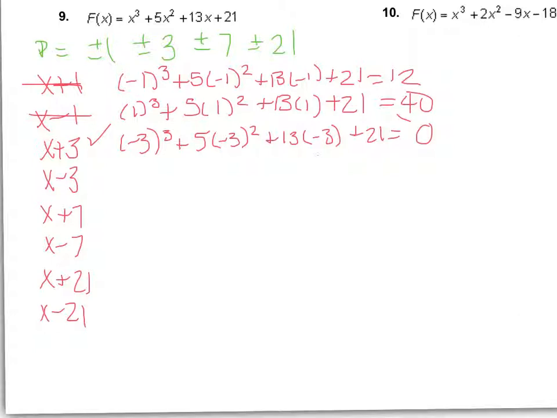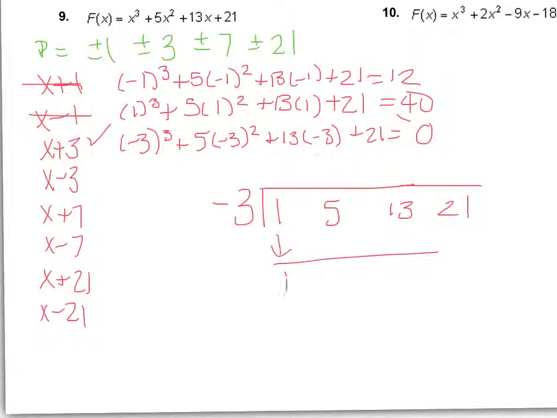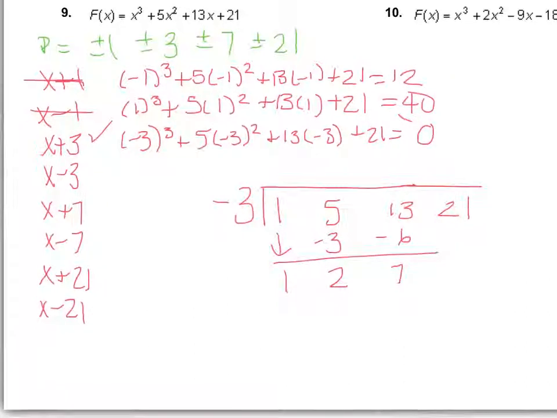So if I know x plus 3 is a factor, then I know that when I do negative 3, and I plug in my numbers, 1, 5, 13, and 21, I'm going to bring down my 1. Negative 3 times 1 is negative 3. 5 minus 3 is 2. Negative 3 times 2 is negative 6. 13 minus 6 is 7. And then negative 3 times 7 is negative 21. And 21 minus 21 is 0. So I end up with 1x squared plus 2x plus 7.